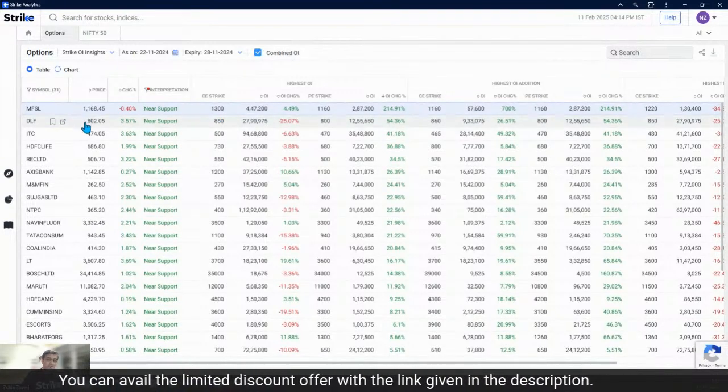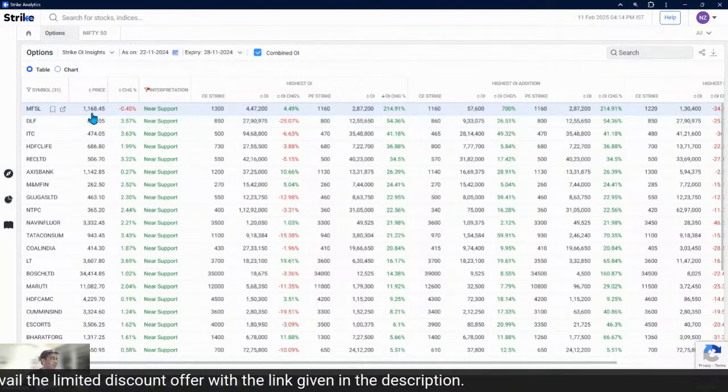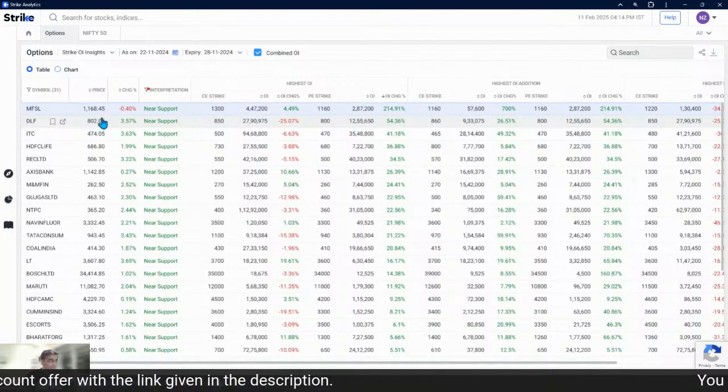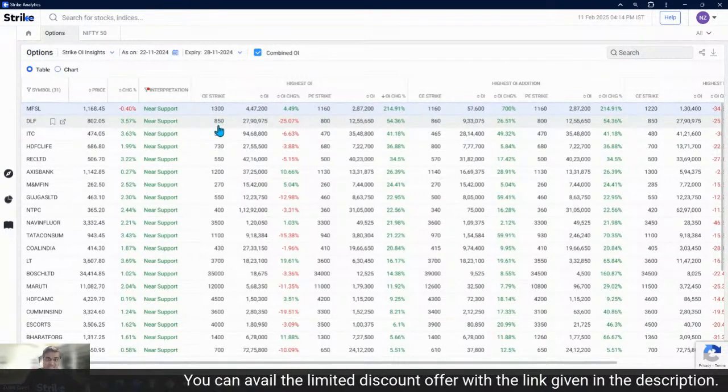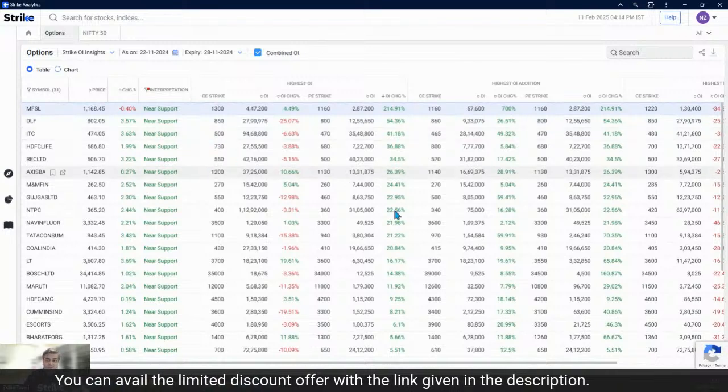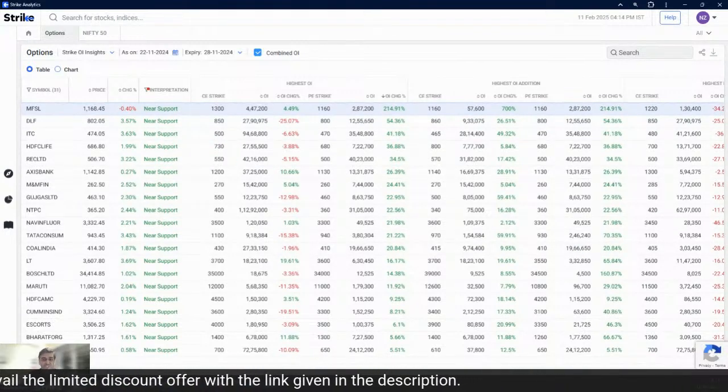So we can assume over here that there is a high probability that DLF from 802 can go all the way up to 850. Is that clear? Did you understand? Quickly, give me a yes or a no in the comment section.